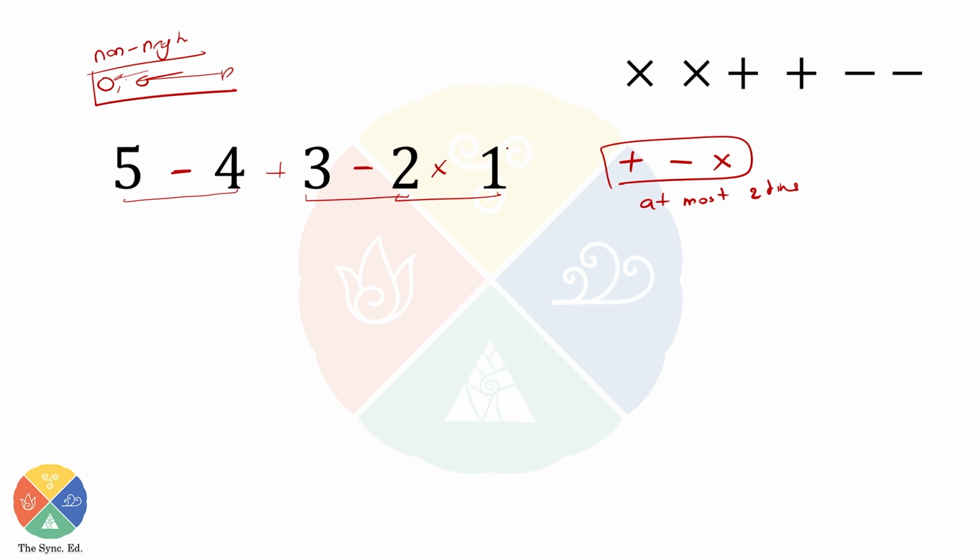Let's see. Multiplication to be done first. Addition, subtraction, it's okay, you can do them together. 1 plus 1, the answer is going to be 2. But see, that's one of the answers which I got. I have to try to bring it as close to 0 as possible. So let's try once more. Let's try some other combination.